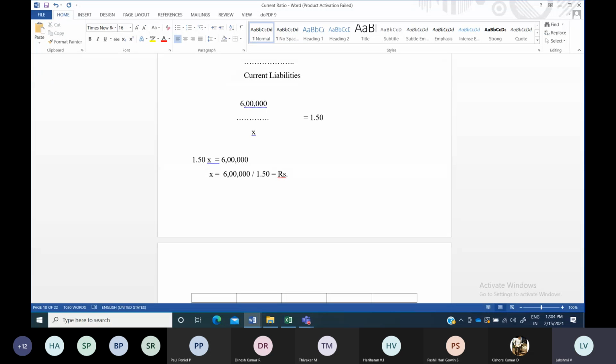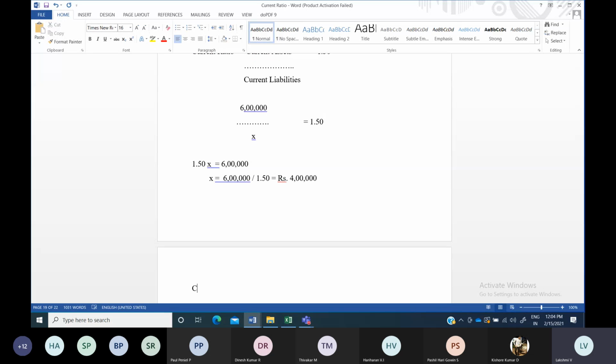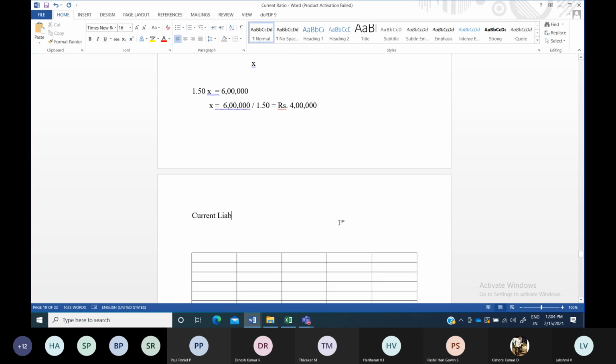6 lakh divided by 1.50. Yes, ma? 4 lakh, ma'am. Lakh. Okay, ma. Now, this amount is known as current liabilities. This amount is known as current liabilities, is equal to rupees 4 lakh.